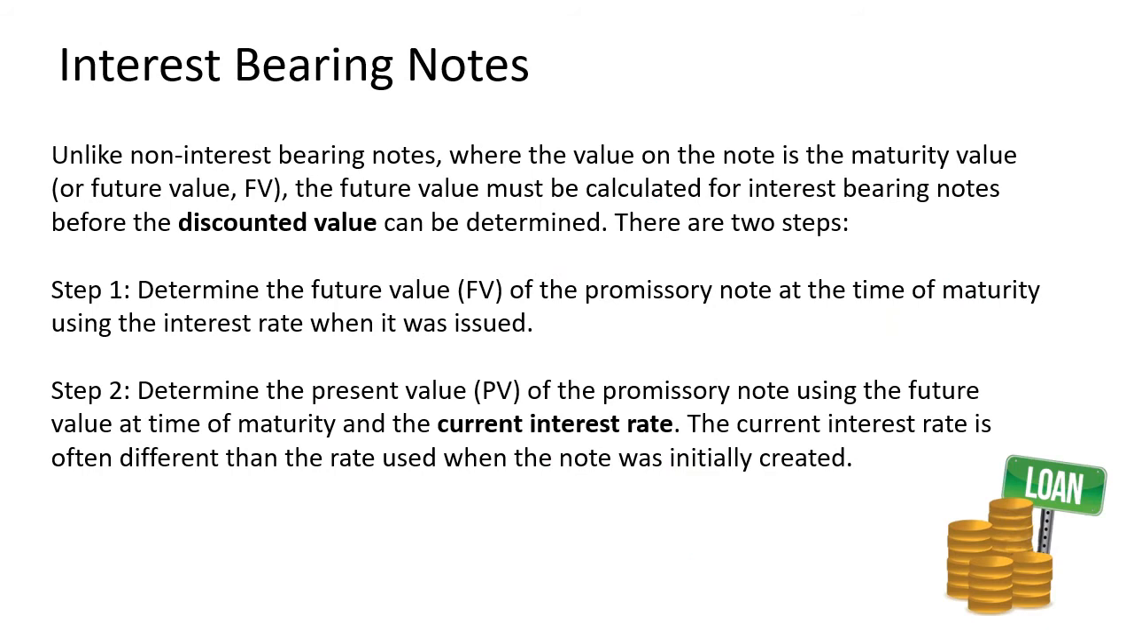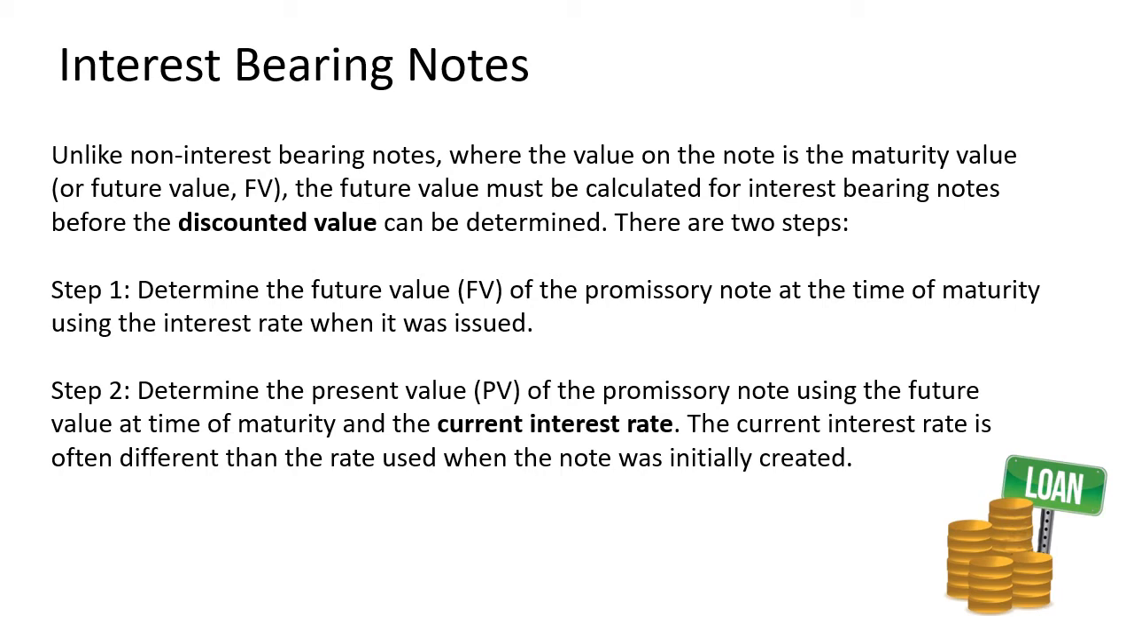So interest-bearing notes are a little bit different. With an interest-bearing note, the value of the note is actually the present value. So in order to determine a discounted value, let's say you have your present value, and it's due in 4 years, just like our last question, and you want to pay it back in 2 years instead. Well, first, you have to do 2 steps. It's a little more involved.